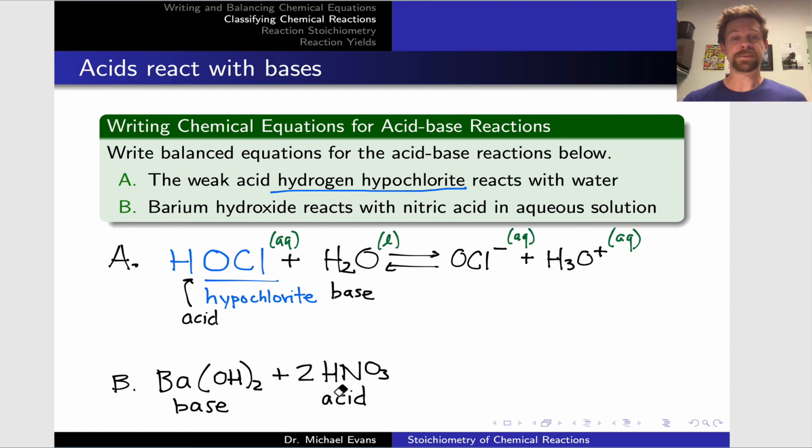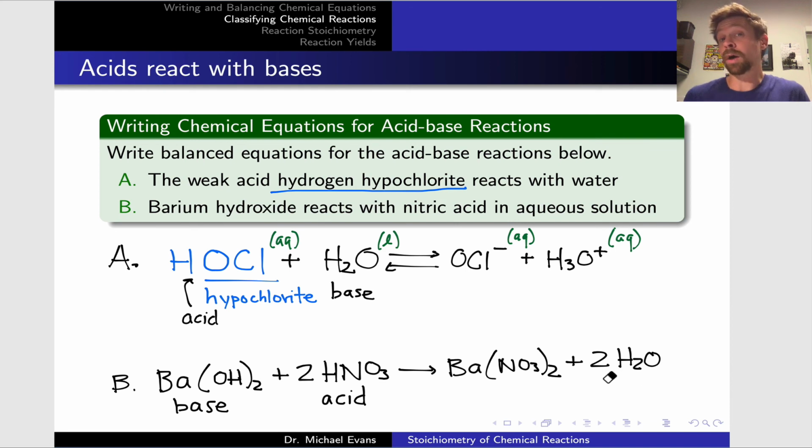Hydroxide inside the barium tells us it's going to be the base, and nitric acid, the name of the acid, tells us it will act as the acid. We're going to transfer a proton from the HNO3 to the barium hydroxide, realizing that that proton is really going to end up linked to the OH- oxygen. And so we end up with 2 equivalents of water, or 2 moles of water, and 1 mole of barium nitrate, Ba(NO3)2.